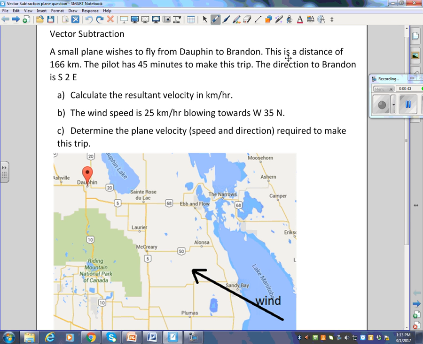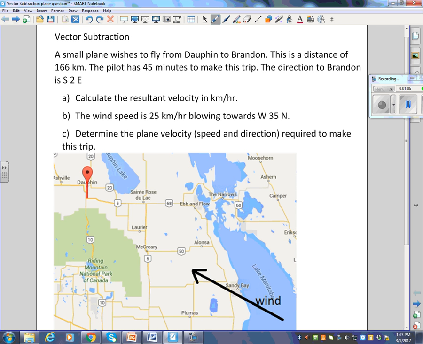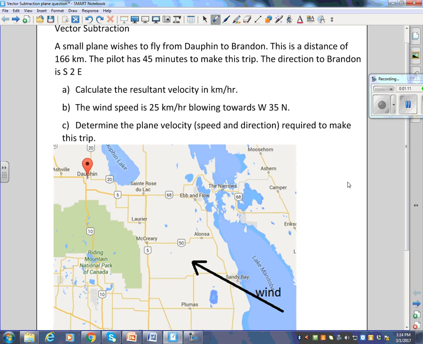Brandon, you should listen here because this is yesterday's stuff, a review. So, the pilot has 45 minutes to make the trip. The direction to Brandon is south to east. I took a protractor and I measured it. No, you're going south, south and 2 degrees. You look south, and you look 2 degrees to the east. Calculate the resultant velocity in kilometers per hour.